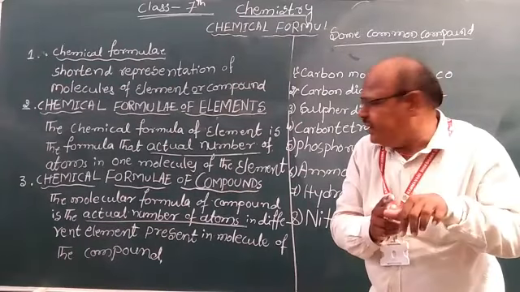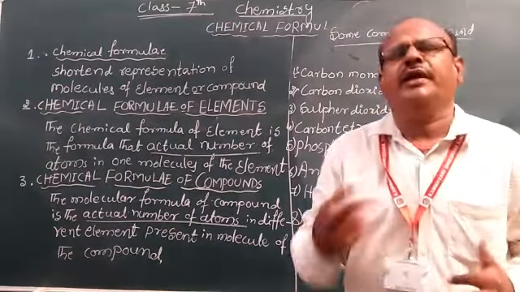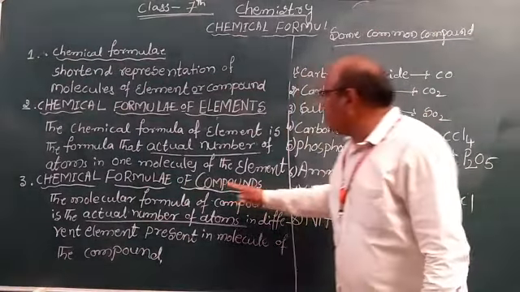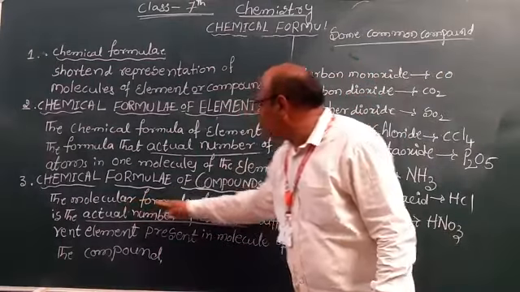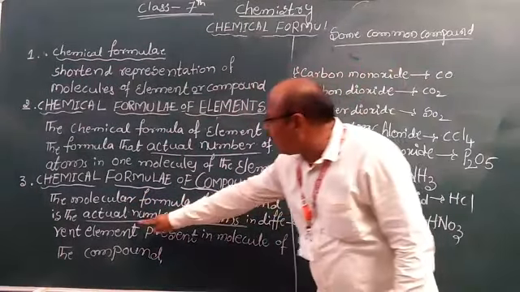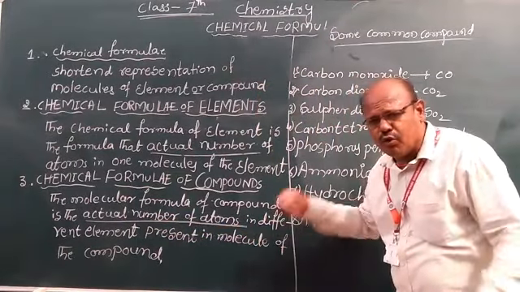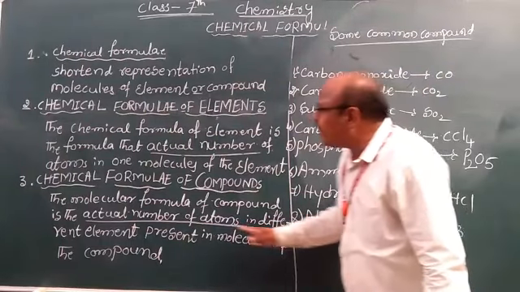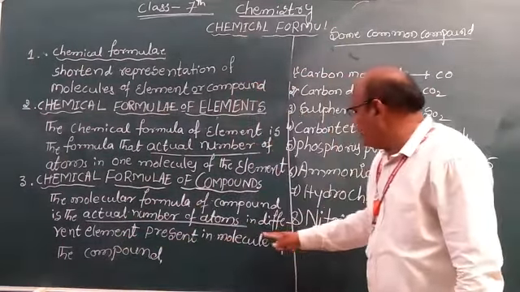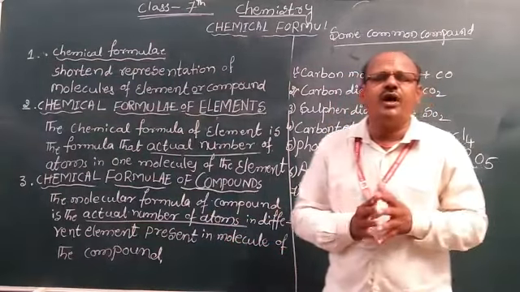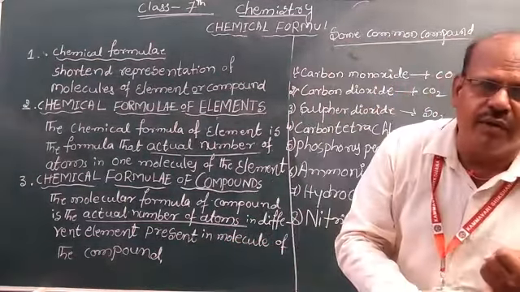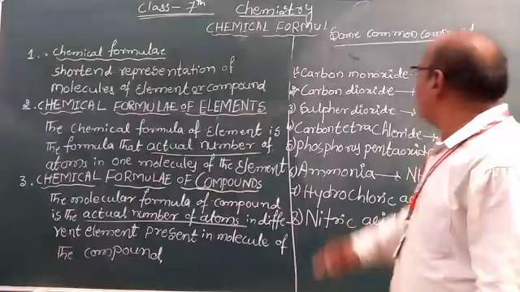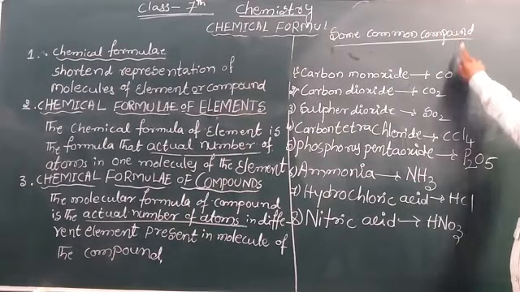Example, as I gave, hydrogen is H2, which means two atoms are present. The chemical formula of a compound, that is the molecular formula of a compound, also gives the actual number of atoms. How many atoms of the different elements are present in one molecule of the compound? These are the three points on chemical formula: the chemical formula of an element, the chemical formula of a compound, and some common compounds that were given.